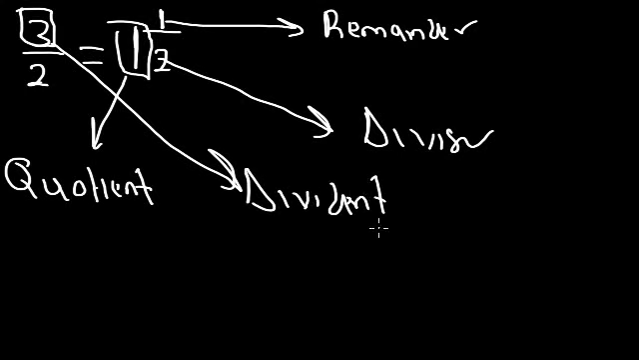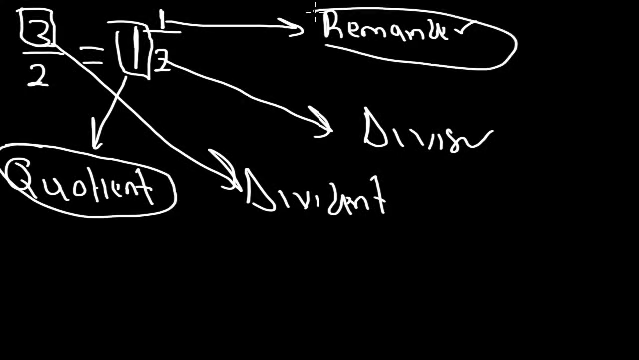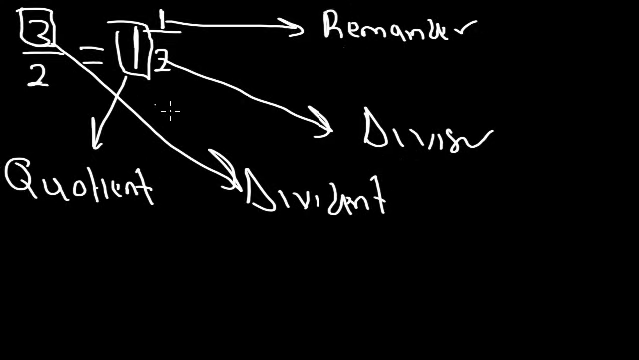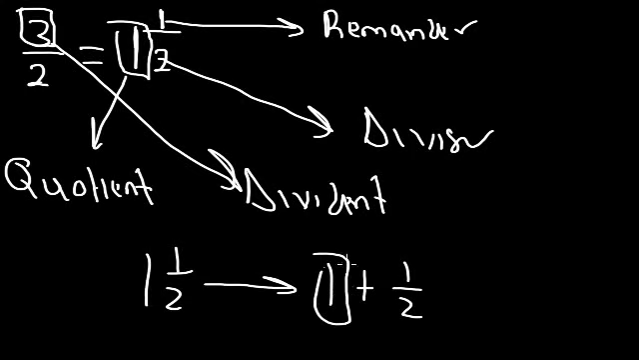So why do you need to know this? Because we'll be using this knowledge to decompose improper fractions. To decompose an improper fraction, we need to first divide by determining the quotient of that fraction, the remainder of that fraction, and the divisor, which will be given in all cases. Now, one more thing you need to be familiar with is that the mixed number 1 and 1 over 2 can be re-expressed as 1 plus 1 over 2, where this is the quotient, this is the remainder, and this is the divisor.